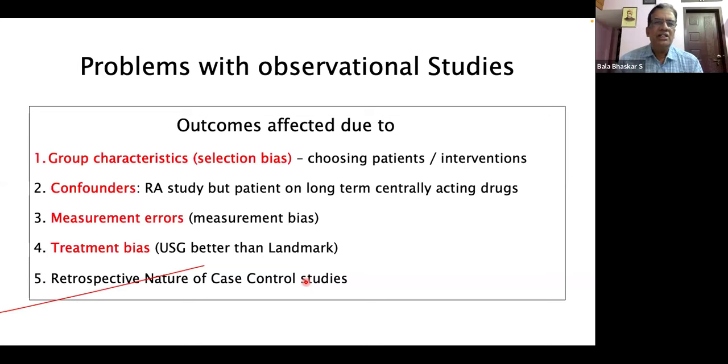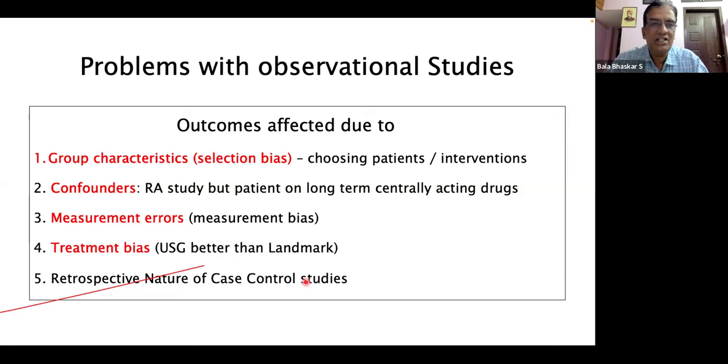So there could be selection bias. Okay, when I choose the patients, I may not be strict enough, right? Or in terms of interventions, which we call exposure, or there will be a lot of confounders. For example, imagine that regional anesthesia study which I was quoting. Some patient could be on, for example, long-term pregabalin for some other reason, or somebody is on long-term antidepressants which have central effects also. So they are the ones which can influence the outcomes, right? So that's very important to know, the presence of confounders in a study.